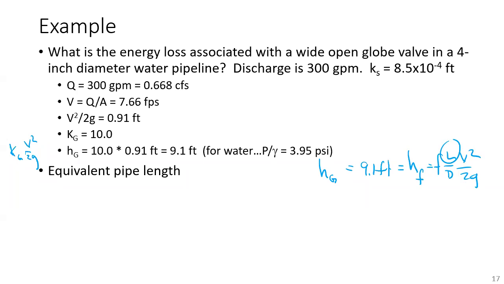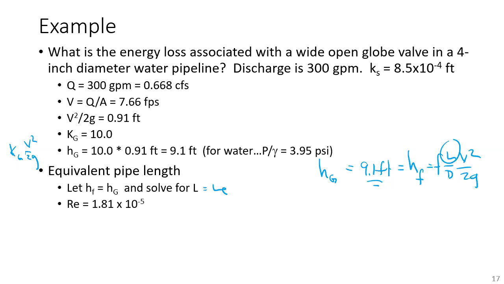So basically, now that we have the 9.1 feet, what we're going to do is let the friction loss be equal to the loss of the globe valve and just solve for the equivalent pipe length, what's known as LE, by using the Darcy-Weisbach equation.